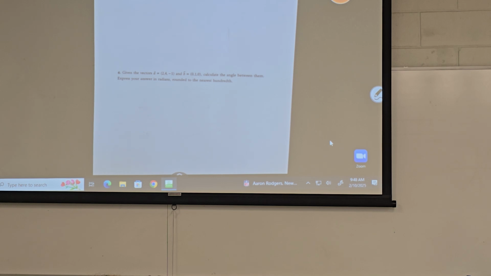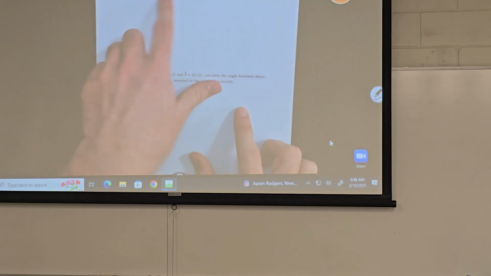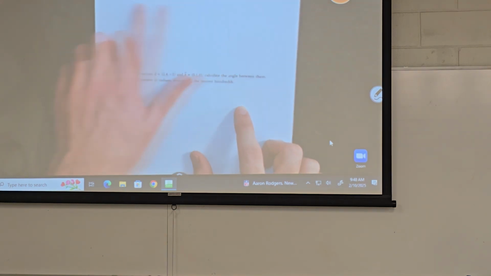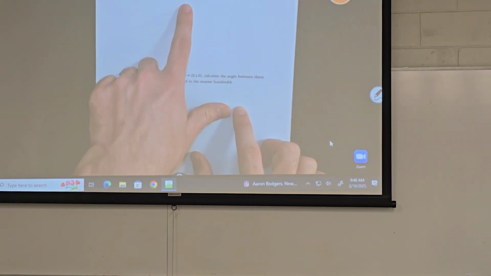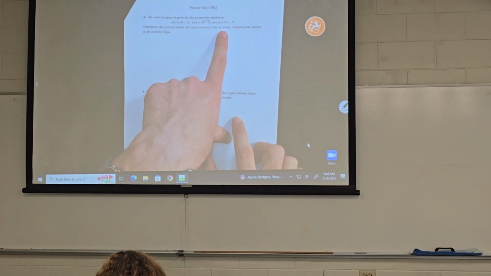Let's start number 3 together. It says the curve in space is given by the parametric equations x, y, and z. Determine the points where the curve intersects the xy plane.